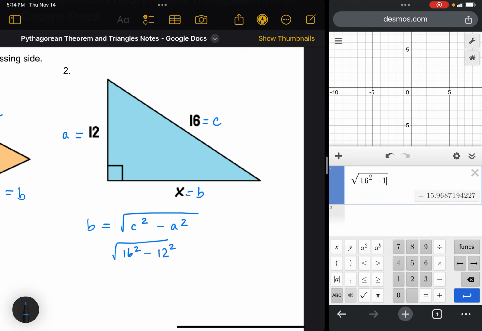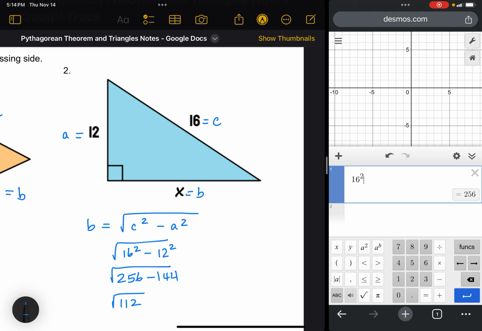Notice I get a decimal. If Delta Math says round to the nearest whatever, fantastic. Otherwise, what they're asking you for is simplest radical form. So we need to simplify our radical. So 16 squared gives me 256 minus 144. That's going to give me square root of 112.